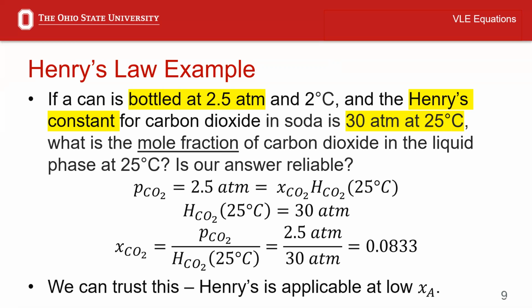Bottled at 2.5 atm is important to me because that's going to give the partial pressure that the carbon dioxide is at. The Henry's law constant is 30 atm at 25 degrees C, which basically indicates that we'll be using Henry's law. But we could also figure out, just by doing some cursory thinking, is carbon dioxide highly soluble in water? And the answer is not really.